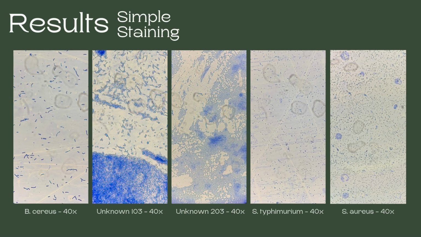These were the results for a simple staining. We can see S. aureus, B. cereus, unknown 103, unknown 203, and S. diffamerium.